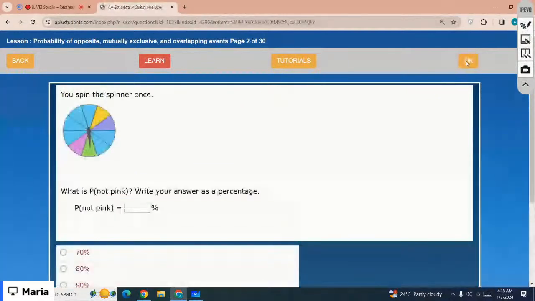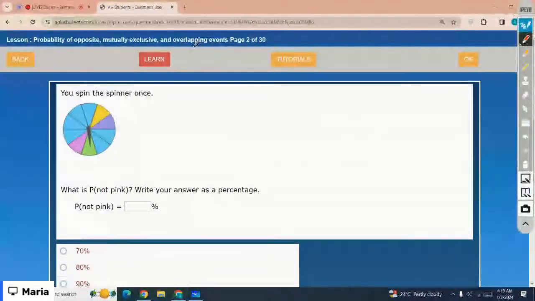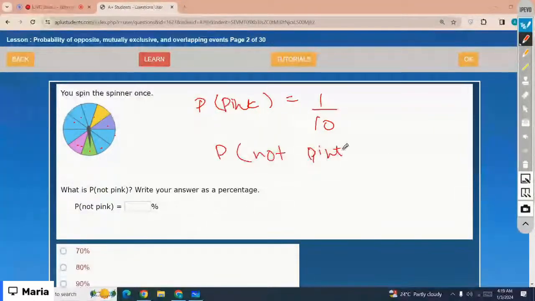If you spin the spinner once, what is the probability of not pink? Okay, not pink. First, calculate the probability that is pink. You have only one portion that is pink out of 10. Probability of not pink is 1 minus 1 over 10, right? That is 9 over 10.